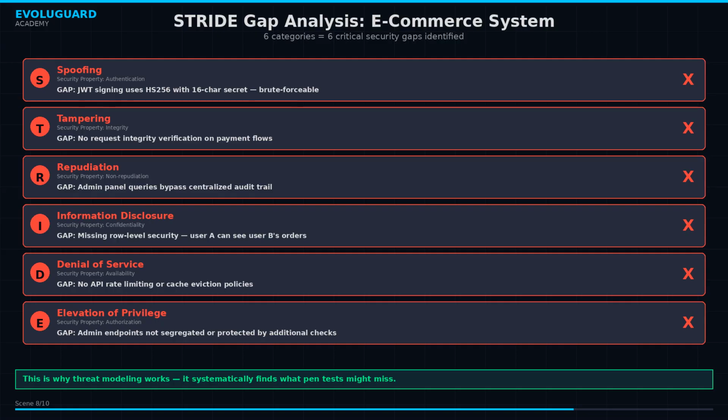Elevation of privilege. Can a regular customer access administrative endpoints? Without role-based access control enforced at the gateway, yes. Gap identified. Admin endpoints are not segregated or protected by additional checks. 6 STRIDE categories. 6 critical gaps. This is exactly why threat modeling works. It systematically finds what your penetration test might miss.